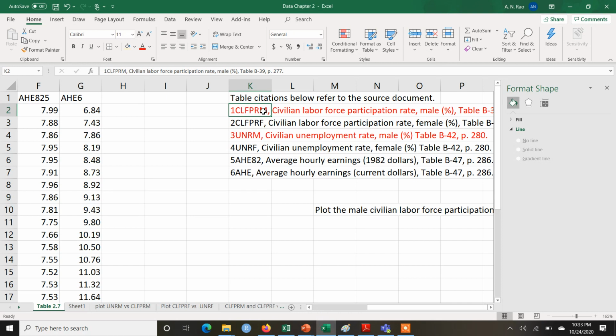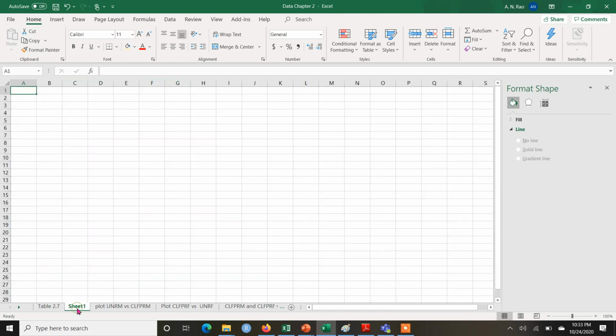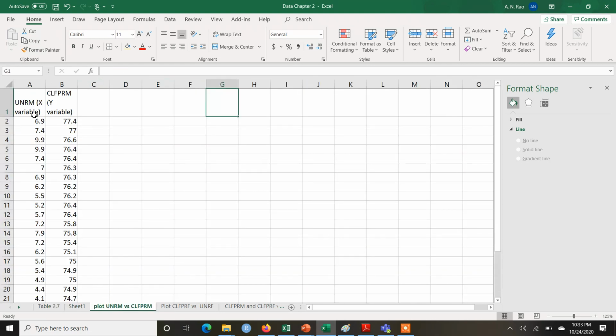So going back to the data file, you see we have to plot CLFPRM versus UNRM. For your convenience, I have copied these two columns, the CLFPRM and UNRM, in a separate sheet. This is the sheet here, UNRM and CLFPRM. The convention is that the variable that you want to put on the x-axis should be copied first in order, and the y variable in the second column.